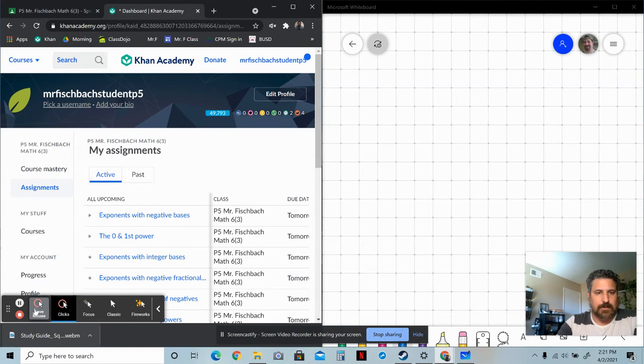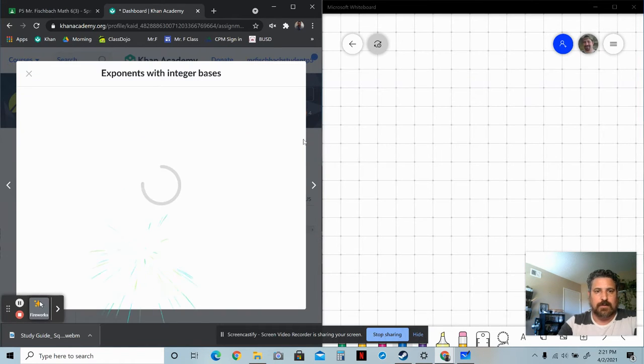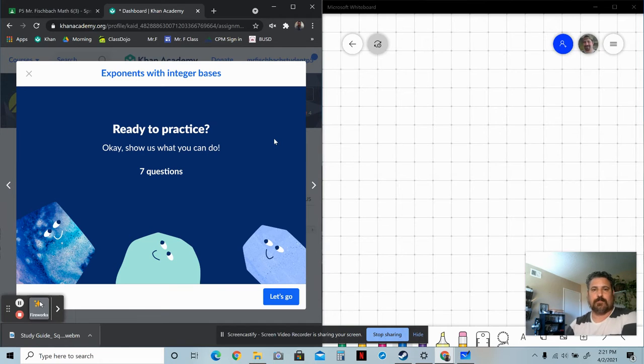This one is going to be on exponents with integer bases. Let's go through and do that, all right? So, exponents with integer bases.